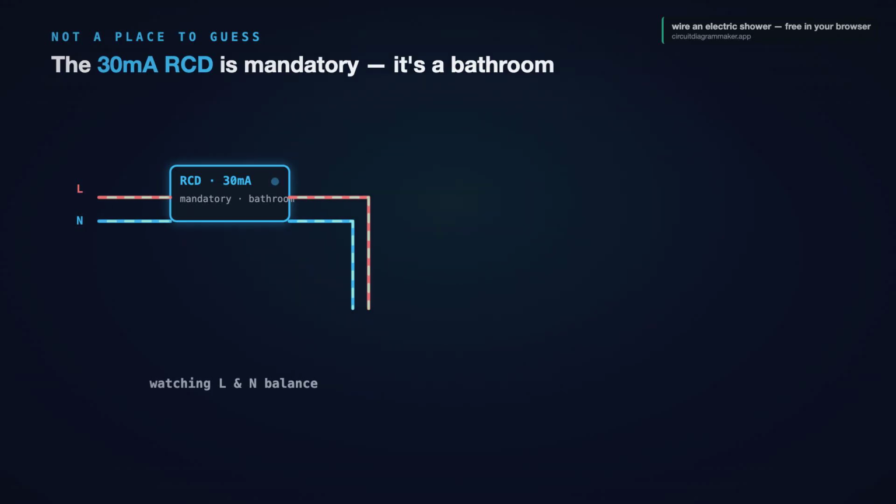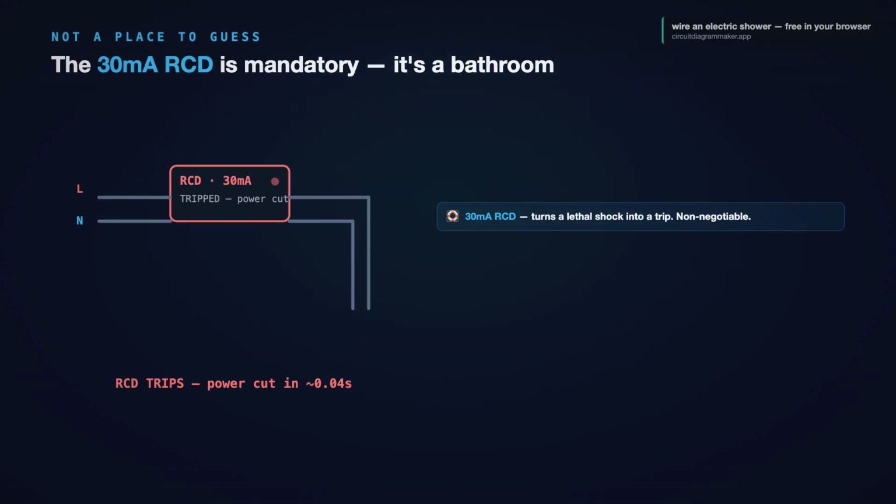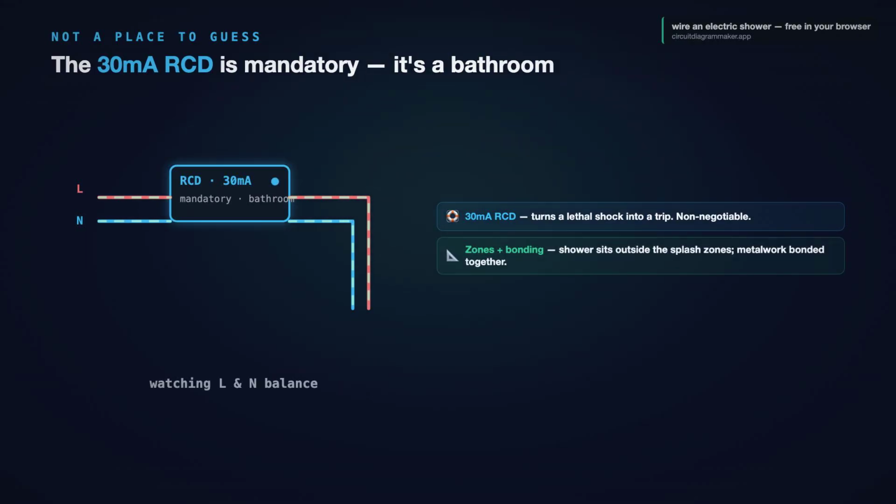First, and non-negotiable, a residual current device, 30 milliamps, protecting this circuit. It is a bathroom, and an RCD is mandatory. It watches the live and neutral, and the instant a few milliamps leak through a fault, through a person, it cuts the power in a fraction of a second.